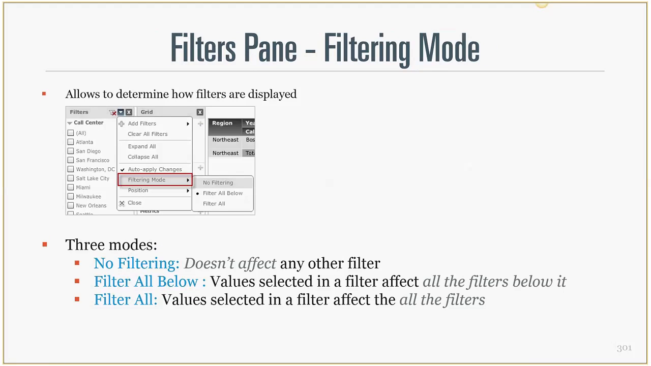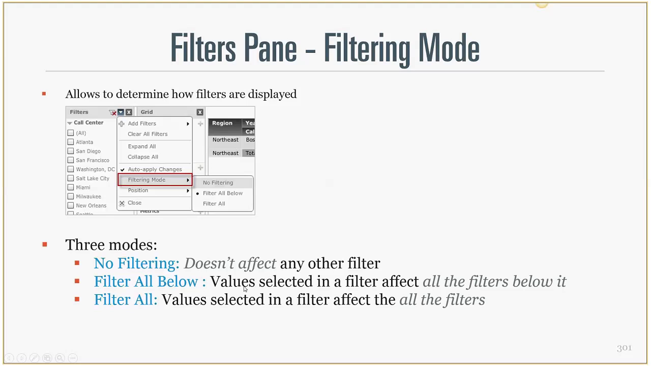Now, one important thing in the filters pane is the filtering mode. Once you have a set of filters, you have three types of modes. One is no filtering, filter all below, and filter all. What does no filtering do? No filtering won't affect any other filter.